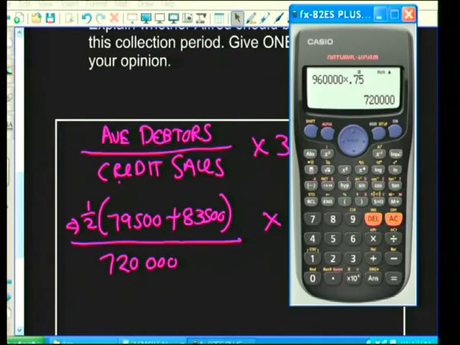So let's get our calculators out. Let's first calculate what is our average debtors. So 79,500, guys, I'm adding on 83,500, okay, and then remember I divide this by 2. That gives me my average debtors. Take your average debtors, divide this by 720,000, okay, and then I'm going to times this by 365, and that's going to give me 41,3 if I round off to the first decimal.